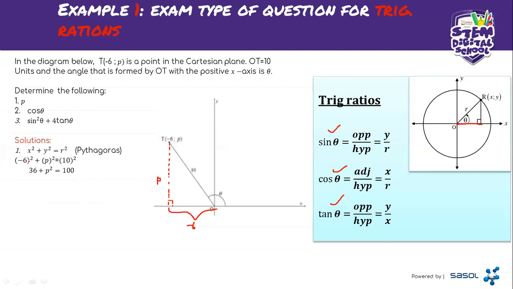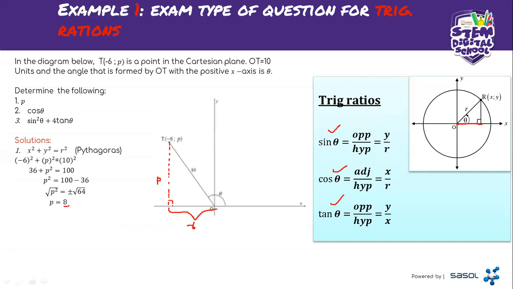Then -6 squared is 36, p squared, and equals 100. Now we transpose, and because we are calculating the value of p, we have to get rid of this exponent 2 by square rooting both sides, plus or minus. Then the final answer is +8.